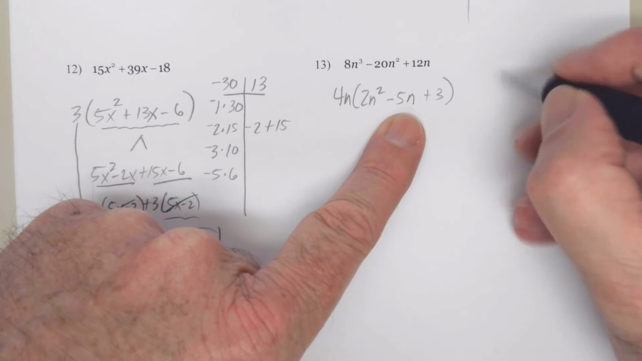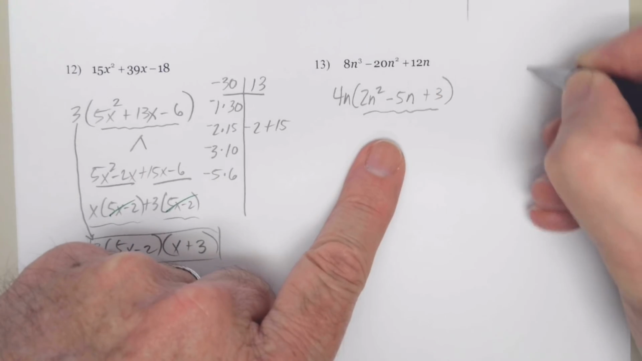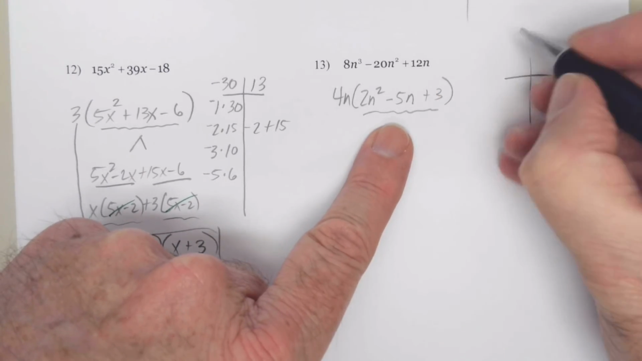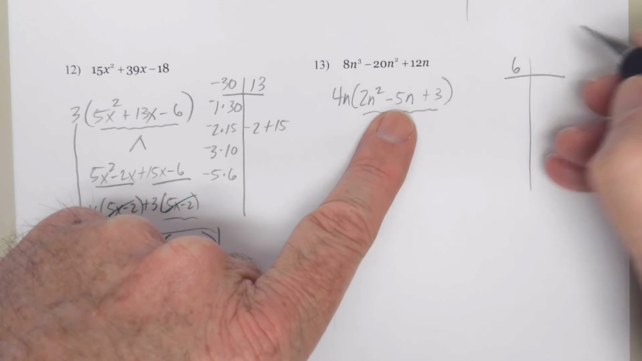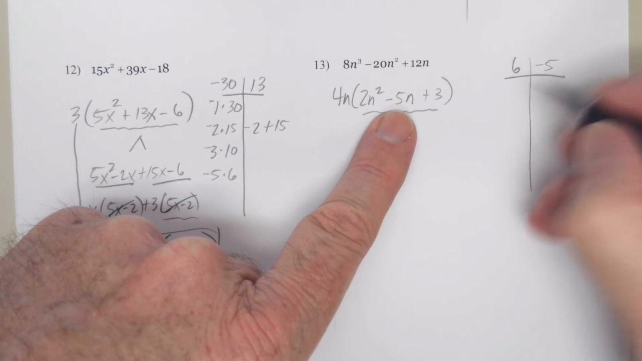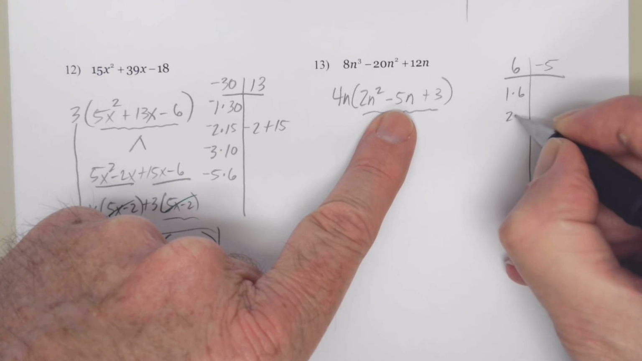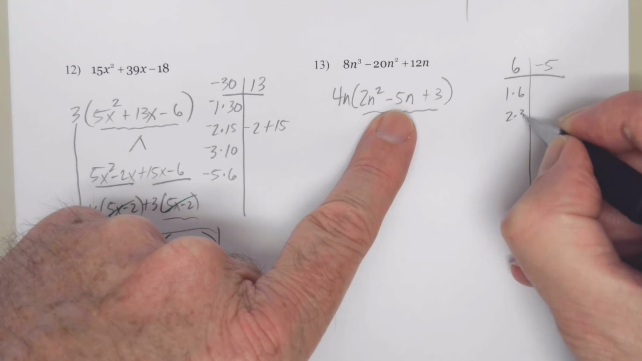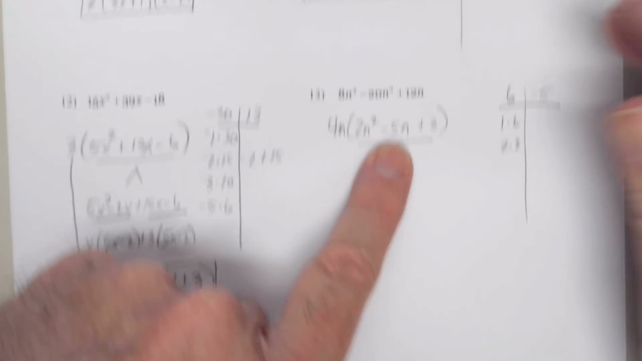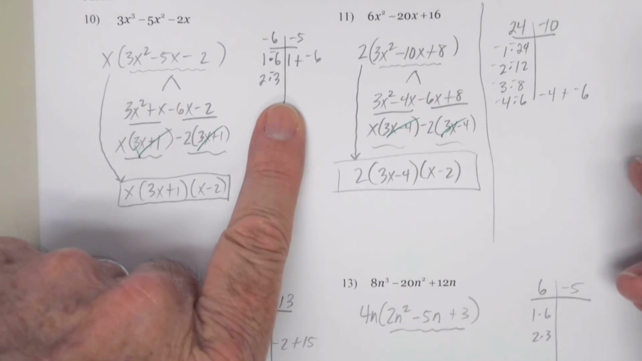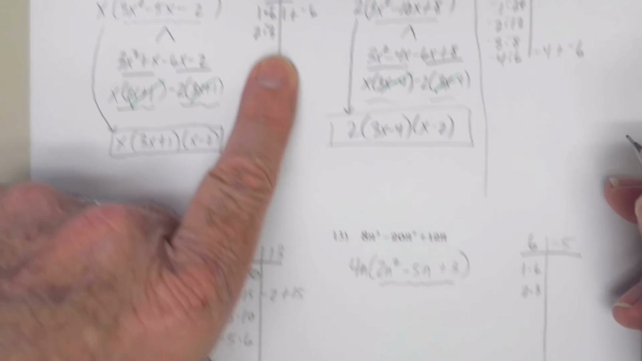Looks good. So again, we're going to factor this portion in here. Our AC is going to be 6, and our B is negative 5. So factors of 6 that add to negative 5. Now this is similar to what we did up here, but you'll notice we get different answers.